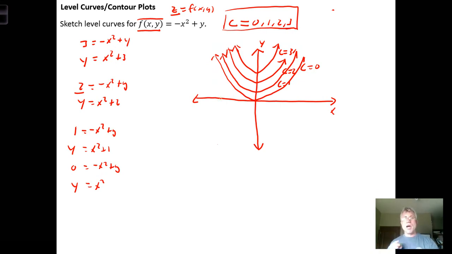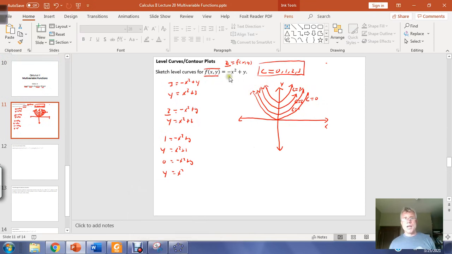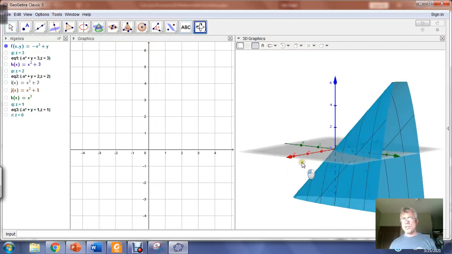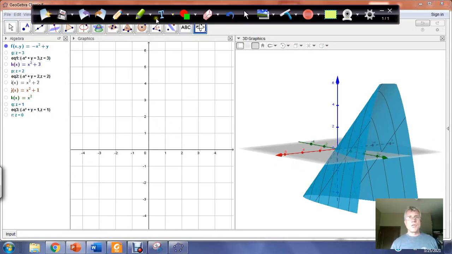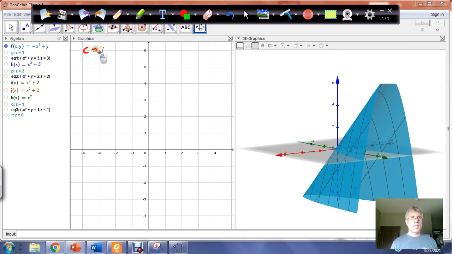Let's look at the same thing done in GeoGebra. So I'm going to escape out of PowerPoint. So f of xy equals negative x squared plus y is a 3-dimensional graph, and here's the picture of it right here. So I've got it graphed in GeoGebra. And then what we did to make the level curves is we picked values for c. So in particular we picked c equal to 0. Let's do thick points. We did c equal to 3, 2, 1, and 0. We pick those values of c.